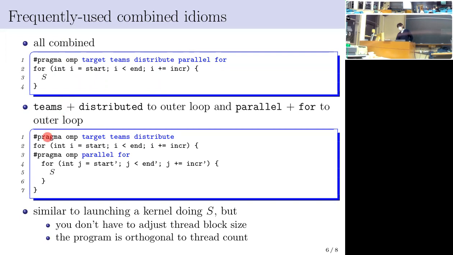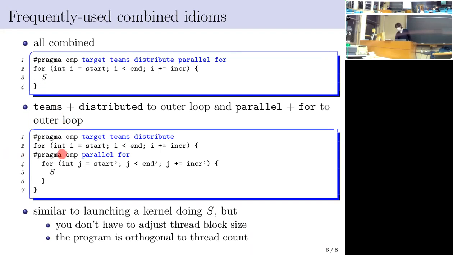And in other cases, you want to somewhat separate teams plus distribute. I keep saying, I somehow keep writing, distributed. So teams plus distribute, and parallel plus for. You want to make them separate, like this. You have an outer loop, which is parallelized by teams and distribute, and you have an inner loop that is parallelized by parallel for. So this is another common combination.